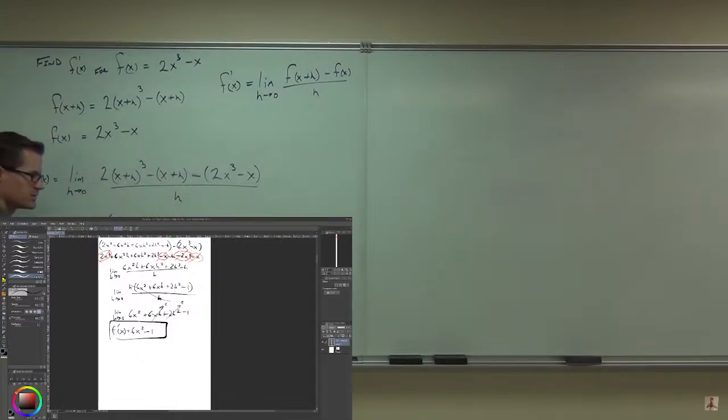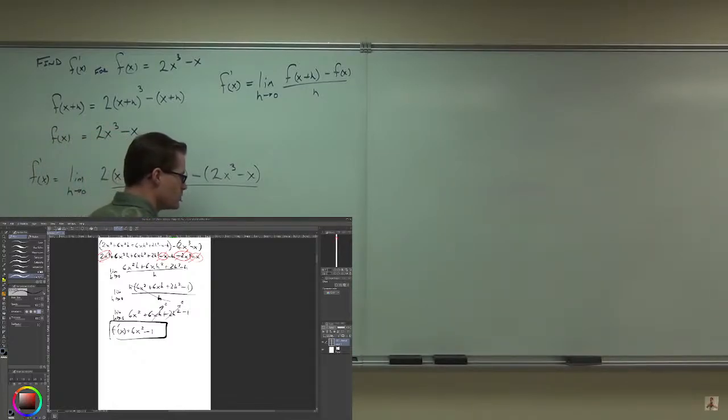I won't do the 2 yet. I'll do the x cubed plus 3x squared h plus 3xh squared plus h to the third power. I guarantee it's like that. If you want to learn how to do that with Pascal's triangle, come and see me or look that up. It gives you the coefficients, 1, 3, 3, 1, for that row of Pascal's triangle. That's how you do that.